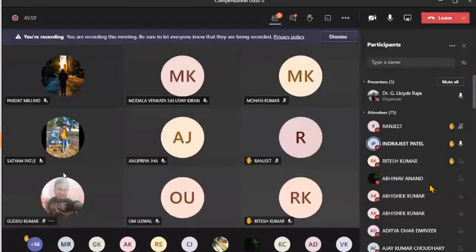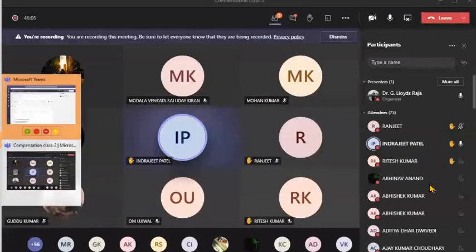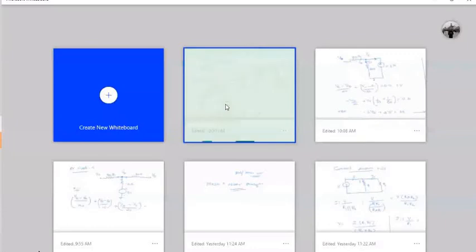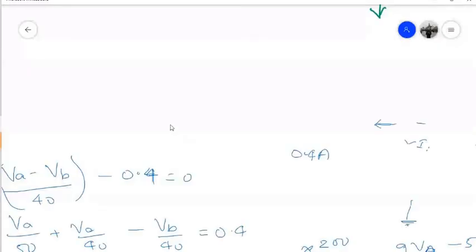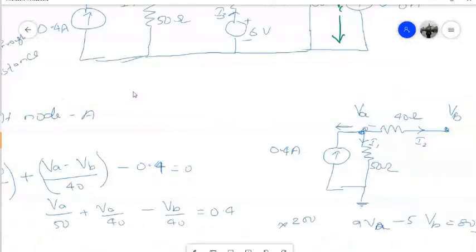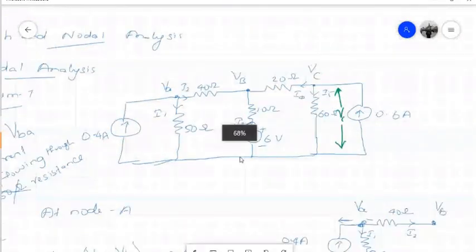Yes, sir. In the second question, there is VBA, meaning the potential of B with respect to A, so that should be VB minus VA, but you have written VA minus VB. Yes. Your question is, it is asked as VBA. So technically I must be writing VB minus VA. Sorry, I should be writing VB minus VA.